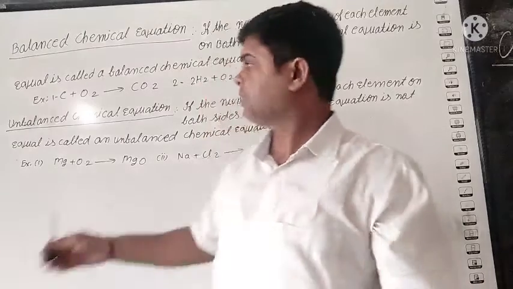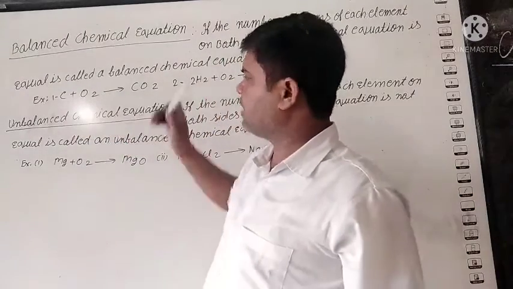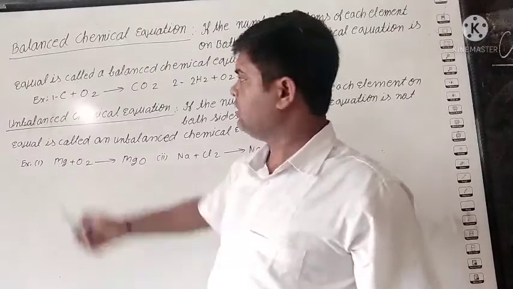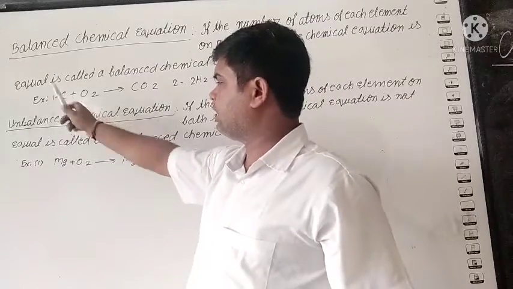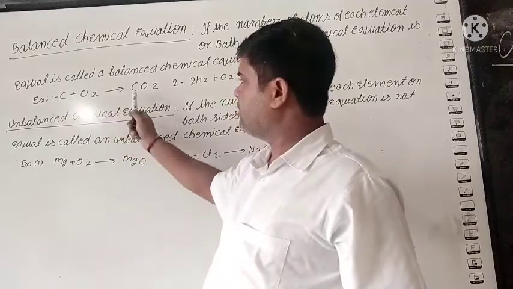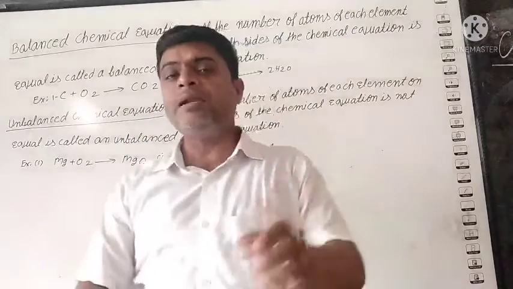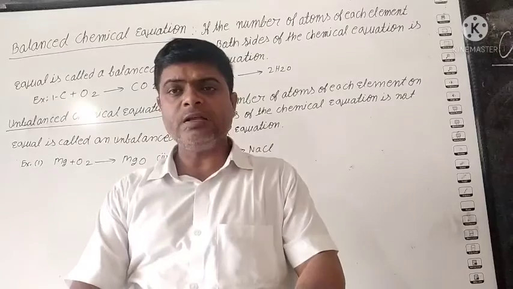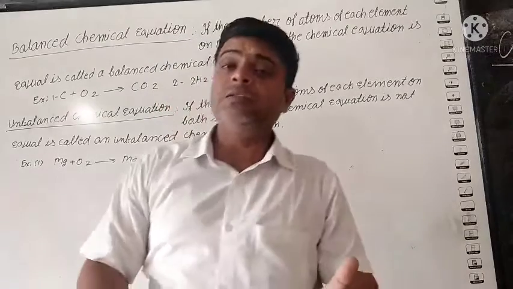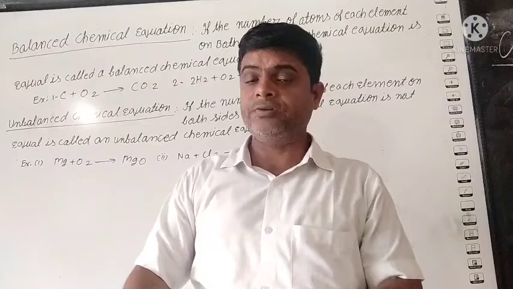See students, when carbon reacts with oxygen, it forms carbon dioxide. Clear? So see, how many carbon atoms? One carbon atom. How many oxygen atoms? Two oxygen atoms. They join together to form carbon dioxide. See, one carbon and two oxygen. So this is the balanced chemical equation. Clear? Next is the unbalanced chemical equation, or skeletal equation.